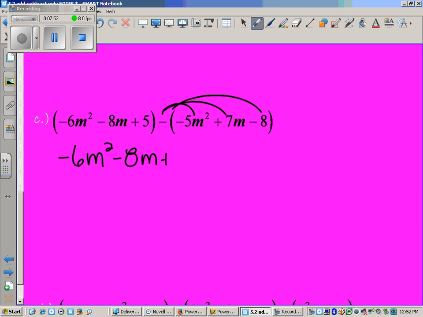Nothing in the first parentheses changes. But I do have to remember to distribute this negative through. So this negative 5 changes to a positive 5. This positive 7 changes to a negative 7. And this negative 8 changes to a positive 8. Now combine like terms and write your answer in descending order, please.